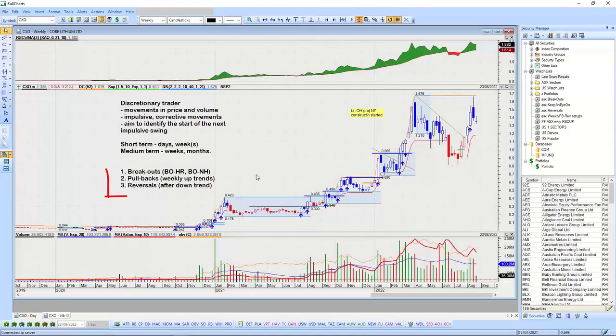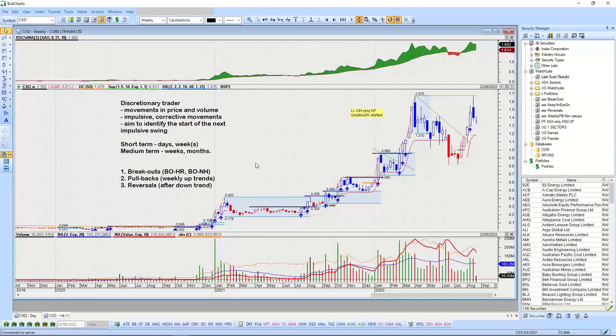Now reversals, I only look for reversals when the market has gone down. There's no point for me looking for reversals when the market is going up, because I should already be in the ones that are going up. If one particular stock hasn't gone up when the market has gone up, well, to me, that's not the type of stock I should be buying.